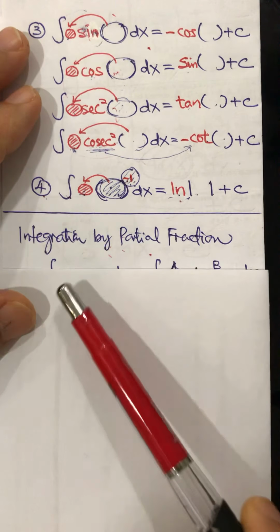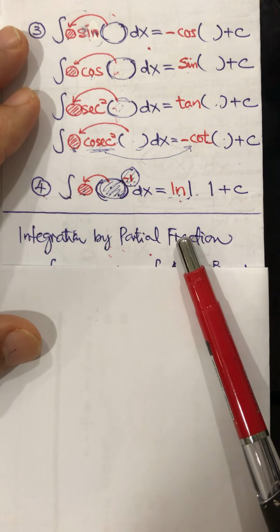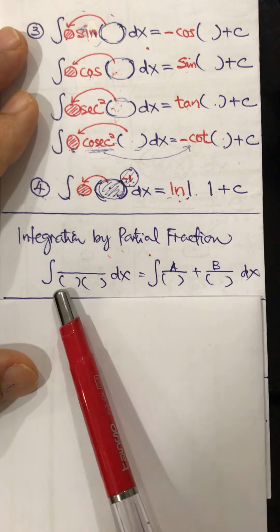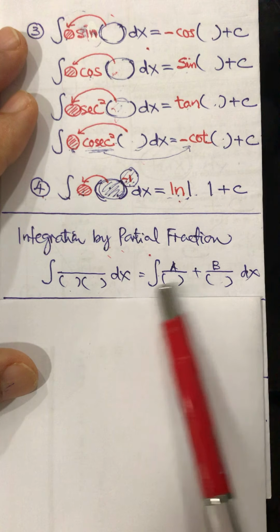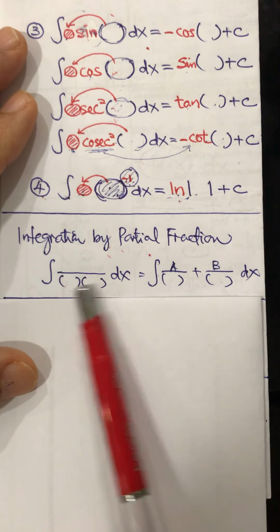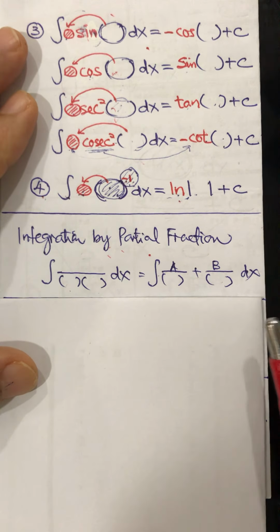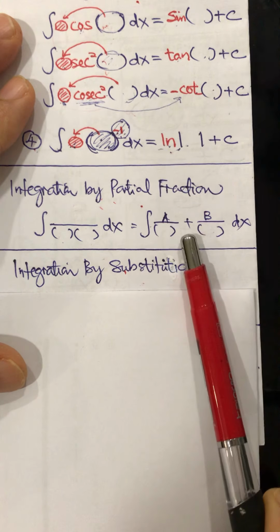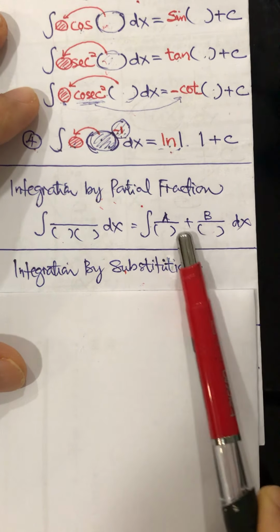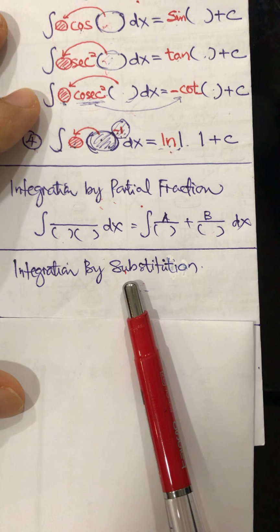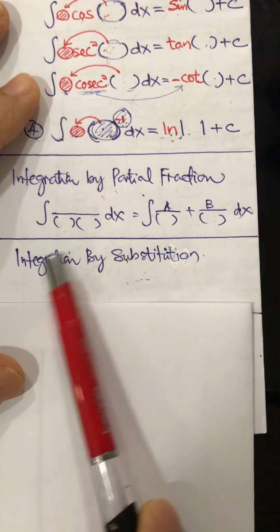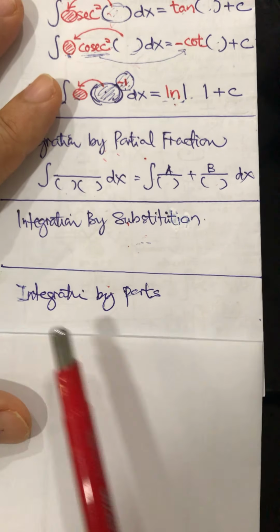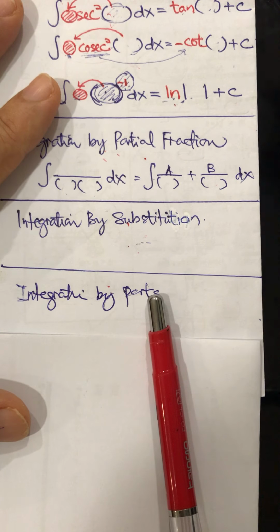Next, we come to integration by partial fraction, where you cannot use this method, but the denominator can be factorized. Then you do the partial fraction like this. As long as you can factorize like this, you use partial fraction. Then after that, where you cannot use this and cannot use partial fraction, you have to use integration by substitution. So that's why you do all this first. And now we come to the last one in our syllabus, that is integration by parts.